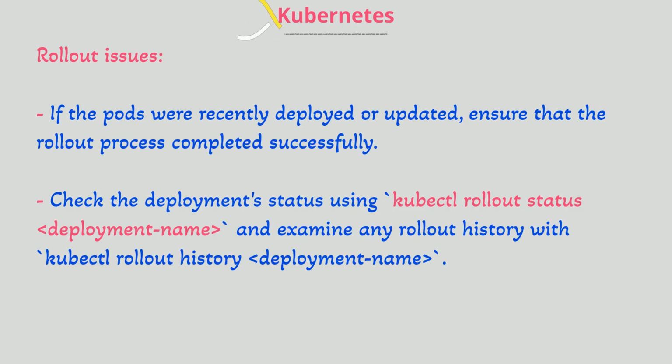Rollout issues. If the pods were recently deployed or updated, ensure that the rollout process completed successfully. Check the deployment status using kubectl rollout status and examine any rollout history with kubectl rollout history.